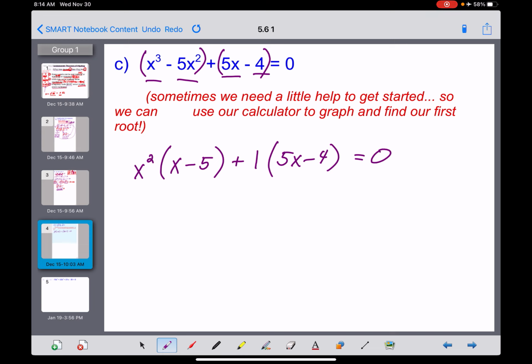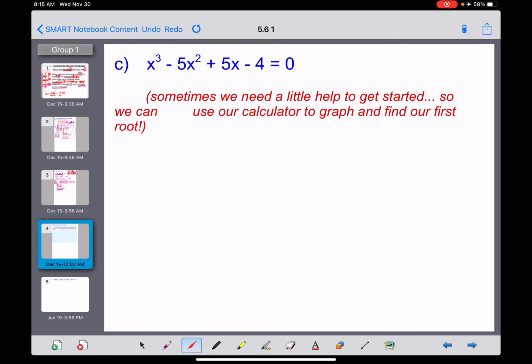And what I said 10 minutes ago, guys, is that factoring by grouping only works if the 2 binomials you end up with happen to be identical to each other. And as you can clearly see, x minus 5 and 5x minus 4 are not the same thing. So factoring by grouping doesn't work in this problem. In fact, none of the factoring methods that we have talked about up until this point are going to work here. So what are we supposed to do?